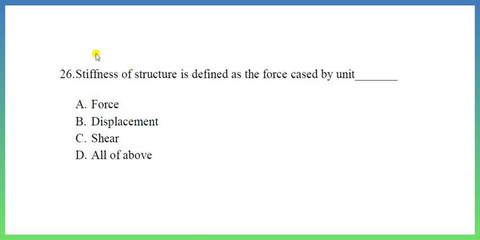Next one, stiffness of structure is defined as force caused by unit. Option A force, B displacement, C shear, and D all of above. So the stiffness is defined as the force caused by the unit displacement. So option B is the correct answer.